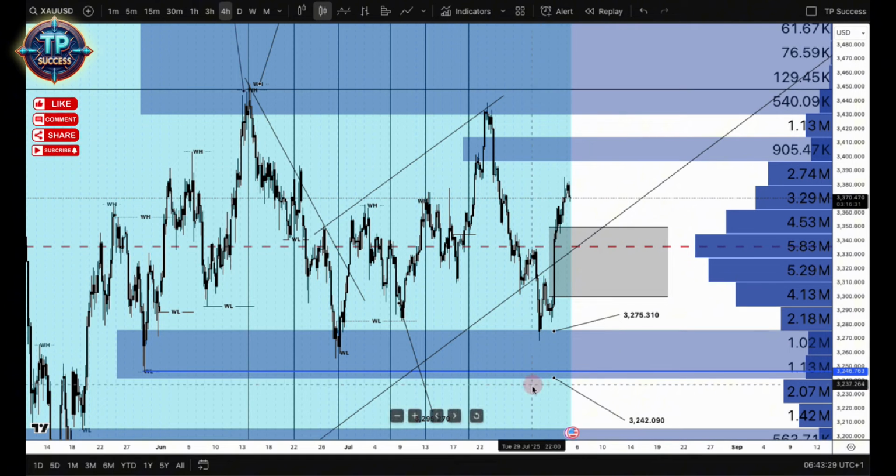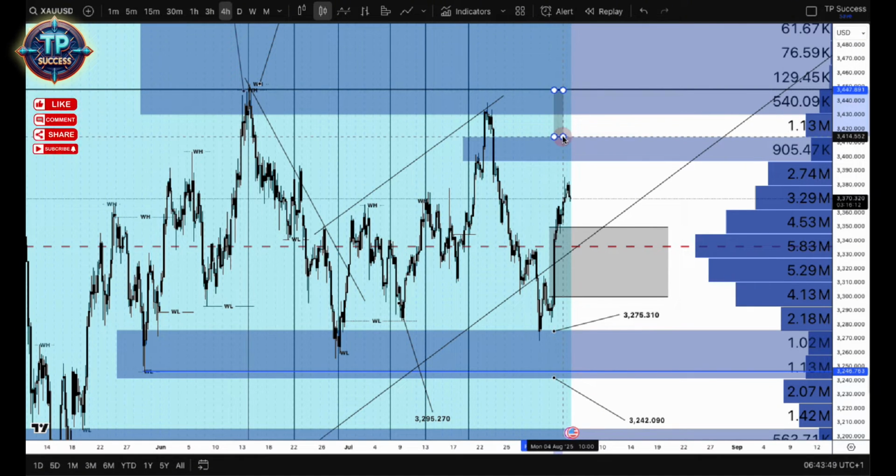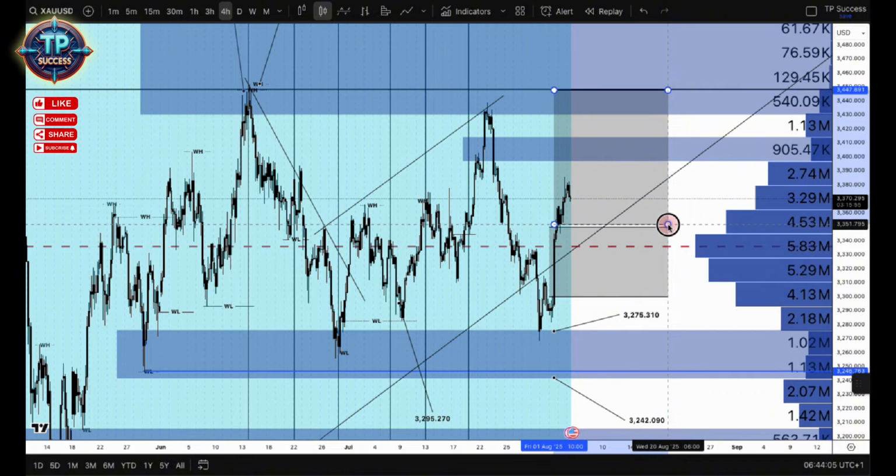So your sells, you'll be looking at it from 3,450. Yes, so you're looking at 3,450 all the way down to 350. This would be your sell zone, right?